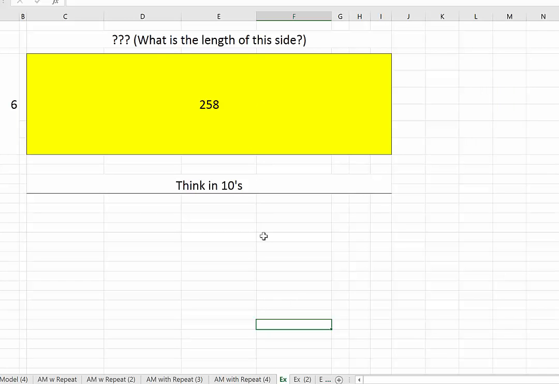But let's take a look at this problem. What if we started with 258 as the area of a rectangle, and we knew that this side was a 6? The question becomes, what is the length of the top side?